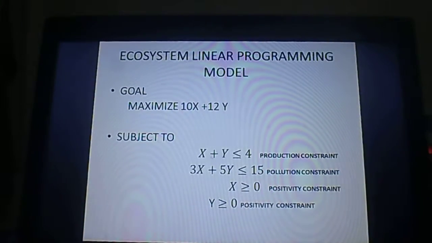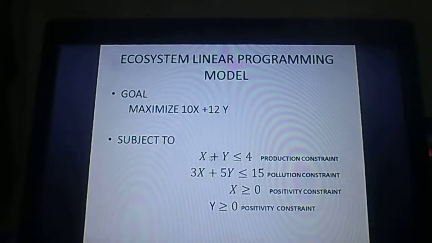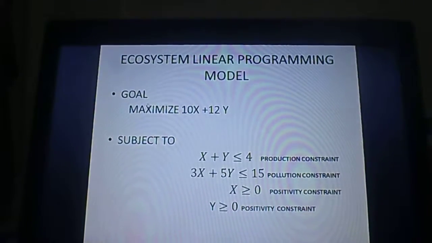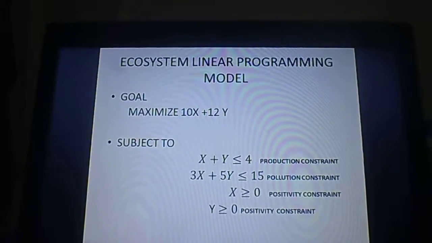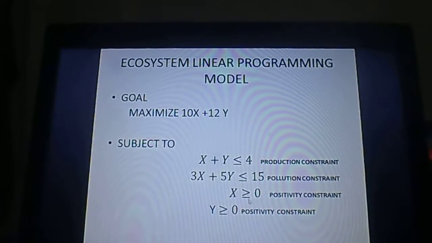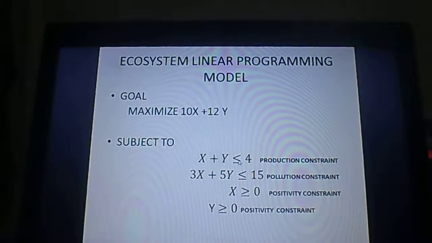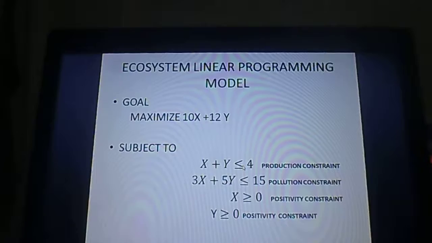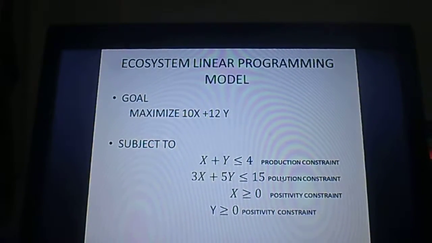The set of inequalities representing the constraints in the goal of maximizing 10x plus 12y does not include only the production constraint and the pollution constraint.